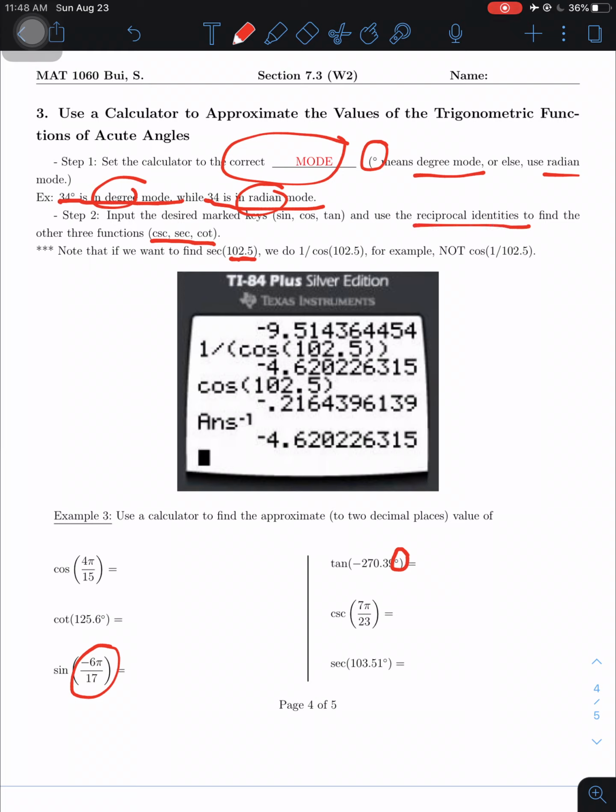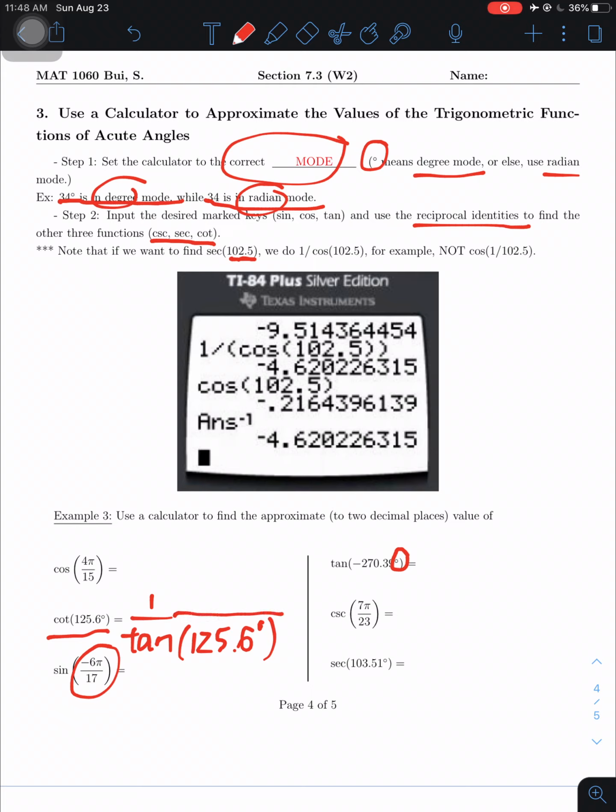We know that cosecant is a flip of sine, secant is a flip of cosine, and cotangent is a flip of tangent. So for example, if I want to do cotangent and there's no cotangent button in the calculator, I'm going to do 1 divided by tangent of that same angle. For this example, it is 125.6 degrees.